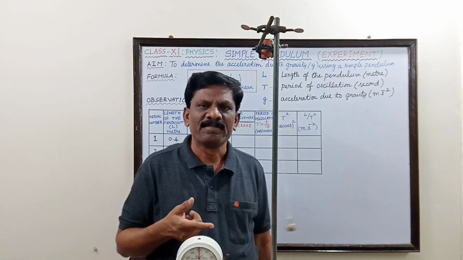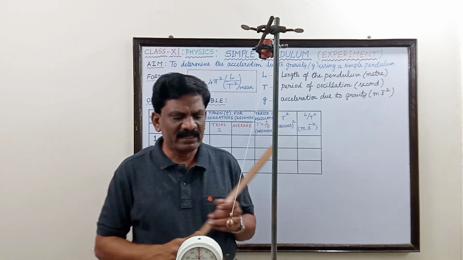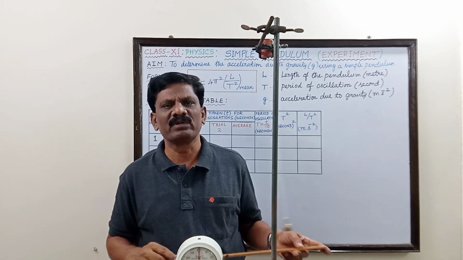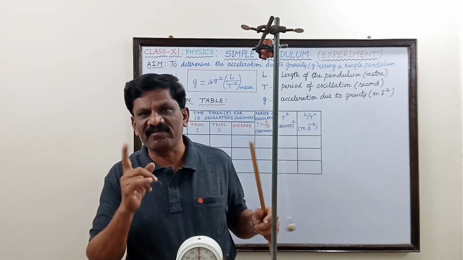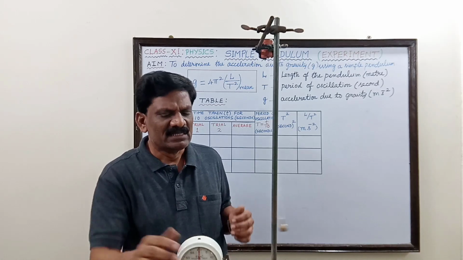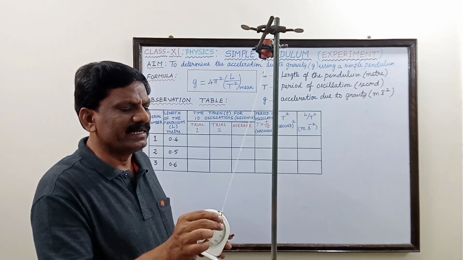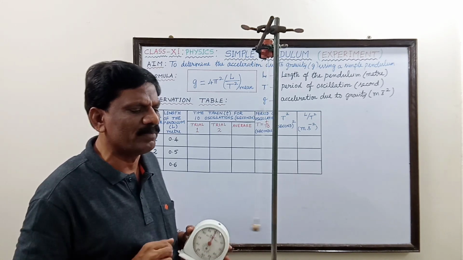Understand, like this. Whenever the pendulum is oscillating, you can take any one fixed position and start the clock from there. Don't start the clock when the bob is between the extreme positions. Perfectly, see here, I take the pendulum to the extreme position, and from here it is dropped.